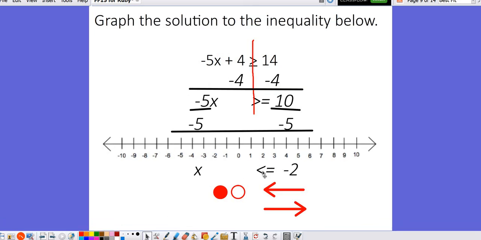Alrighty then, so since it is less than or equal to, I'm going to use a closed circle. And I'm going to put that closed circle at negative 2, which is right there. Then I see that I am pointing this way. So this is the arrow that I'm going to be using. So this is telling us that our answers are all less than or equal to negative 2. So negative 2, negative 3, negative 4, all of those are solutions to this inequality.